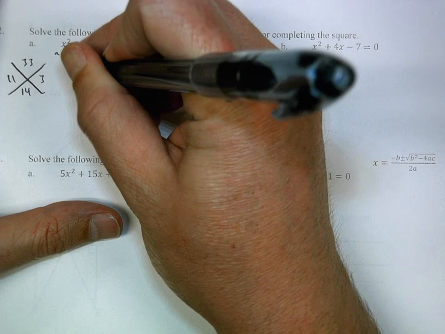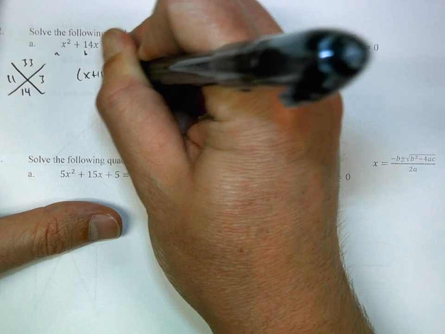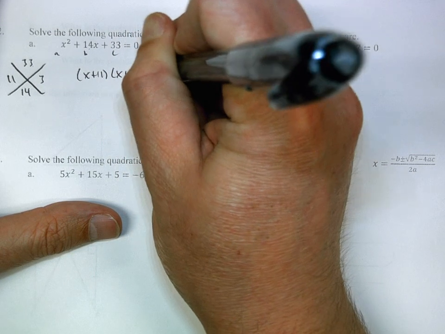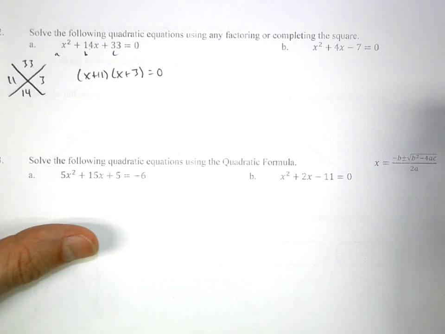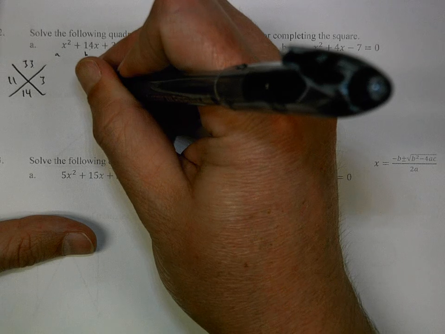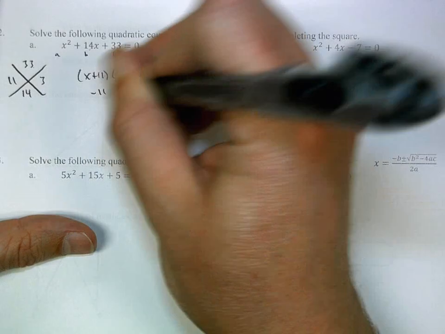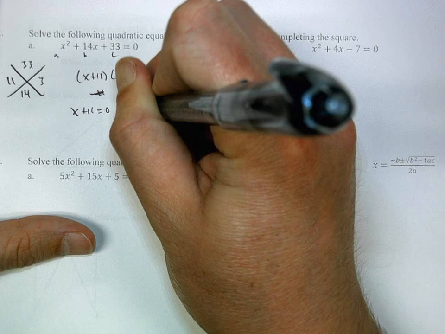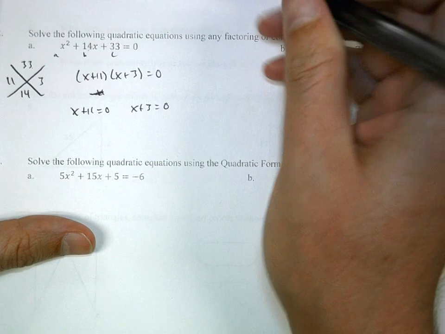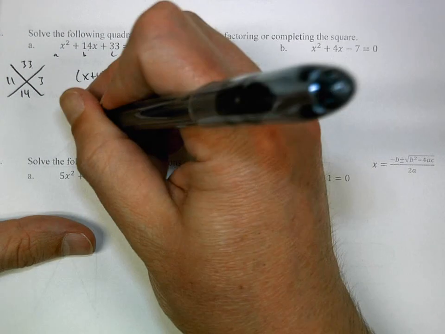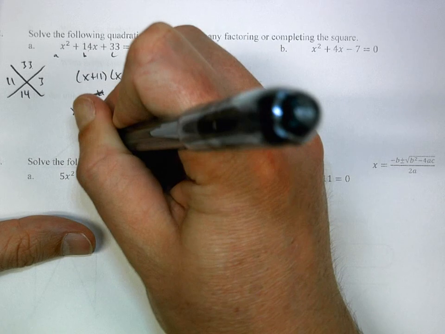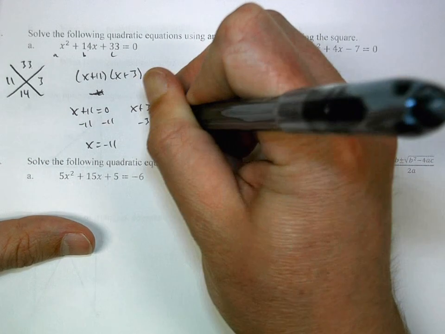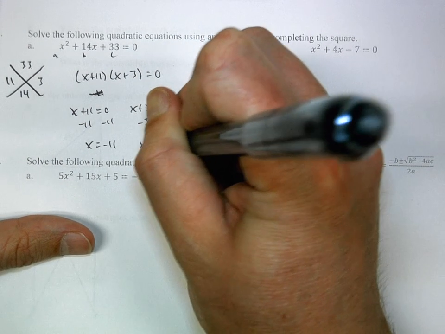So that means this would factor into x plus 11 times x plus 3 equals 0. And the zero product property says that we're going to set each of these equal to 0, and subtract 11 on both sides to get x equals negative 11. Subtract 3 on both sides, x equals negative 3.